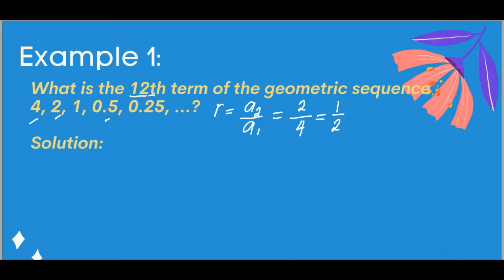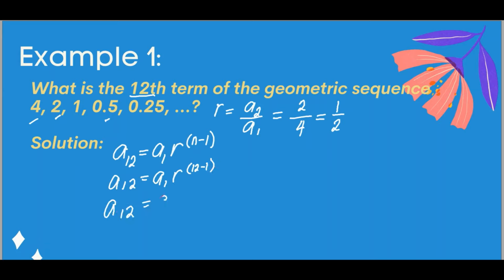Now let's try to solve for the 12th term. To solve for the 12th term, we know that we are looking for a sub 12. Using the formula, a sub 12 is equal to a sub 1 times r, the common ratio, to the power of n minus 1. So a sub 12 is equal to a sub 1 times the common ratio to the power of 12 minus 1. And then a sub 12 is equal to a sub 1 times r to the power of 11.